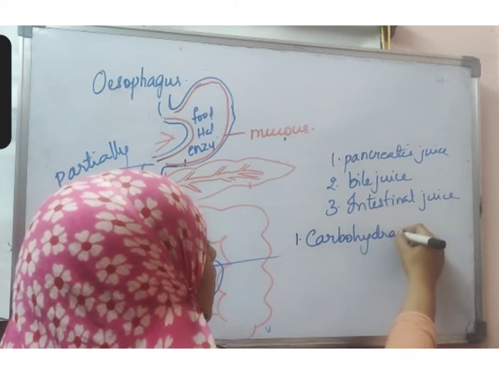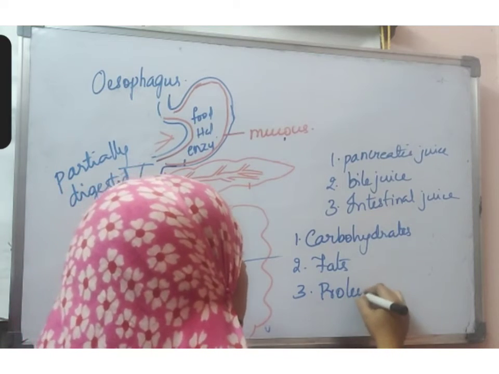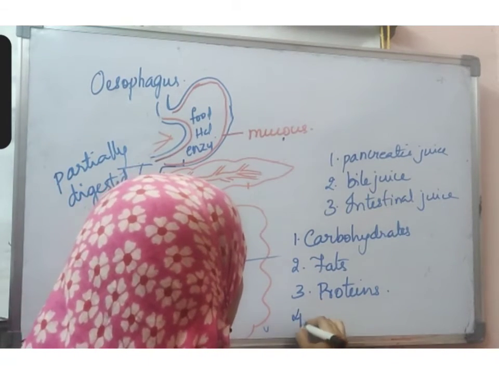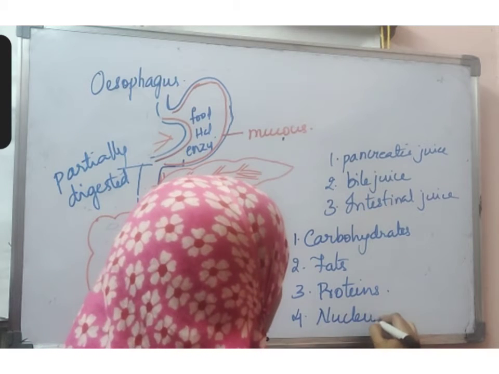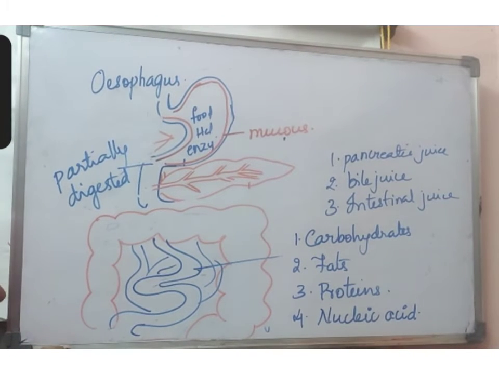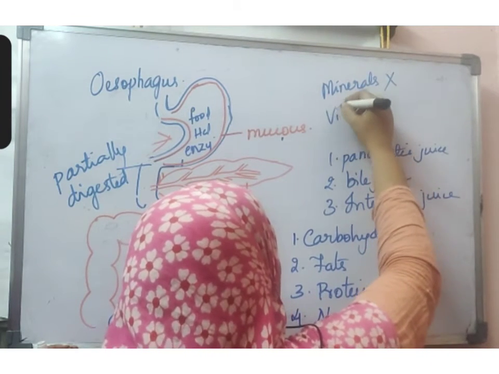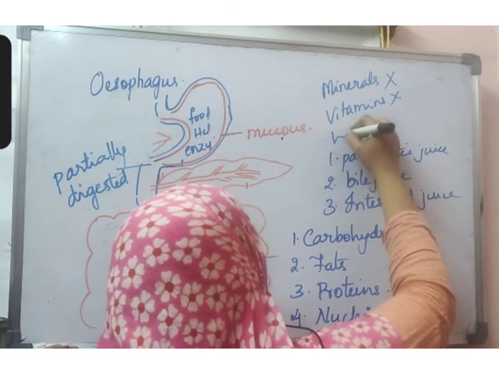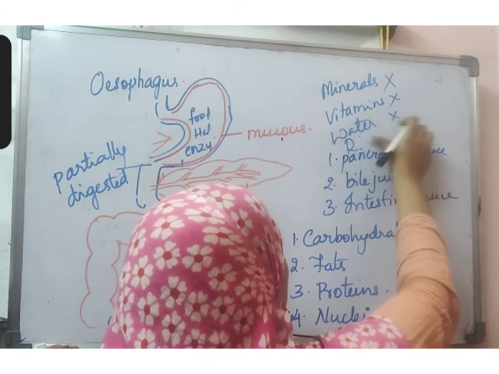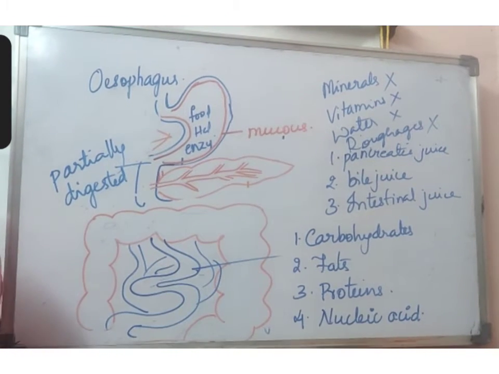Carbohydrates. Second, fats. Third, proteins. All these substances are digested. Apart from this, nucleic acids are also digested. Nucleic acids are present in cells. That is also digested. So what about the other components of foods? Minerals are there. Will they get digested? No. Vitamins are there. Will they get digested? No. Water? No. Roughages? Roughages means the fibers that are present in food. Will they get digested? No. There is no digestion for those things.